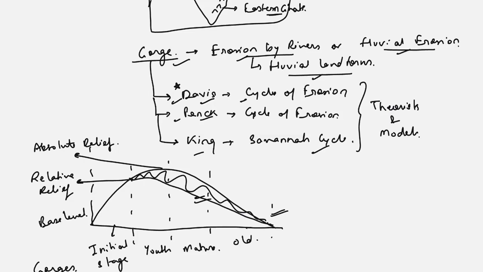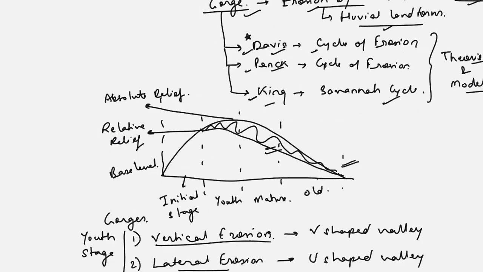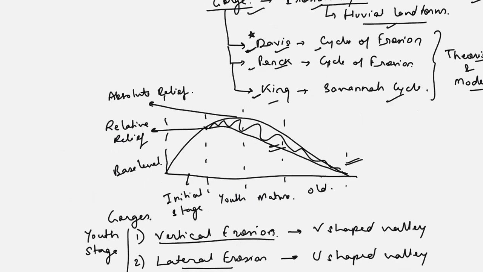King has explained this in the Savannah cycle. Okay, so we can see here the various terrestrial models which are present as a part of this gorge formation. Now, Davis has explained, we can say, quite explicitly the formation of gorge. Okay, so under the formation of gorge, we need to first understand the Davis cycle.